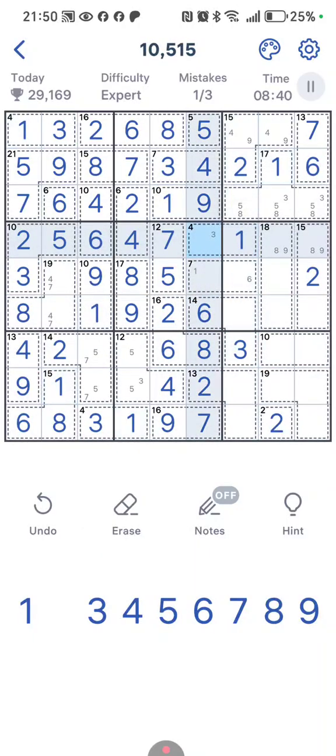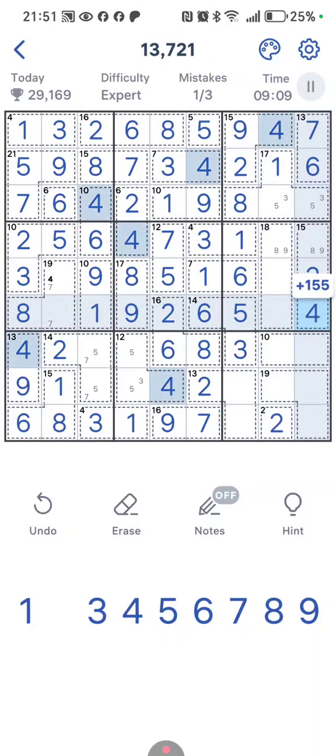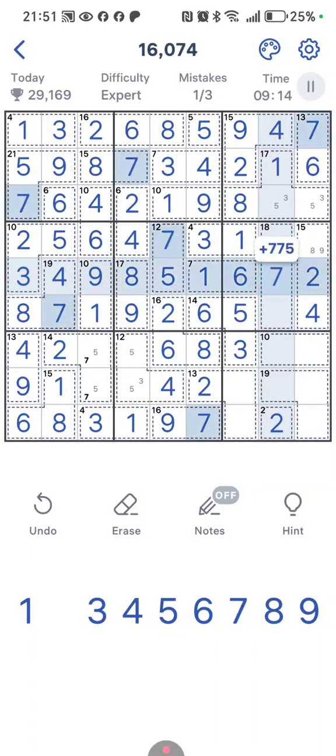1, 3, 6, 1. This is 9, so this is 5. 8. So 11. Can't be 2 and 9, because this is a 9, doesn't it? 4. This has to be a 4, so this is a 7. This is a 4. This is a 7.